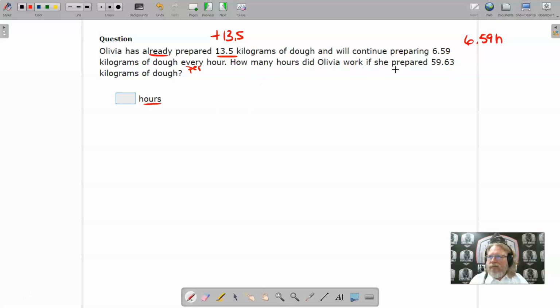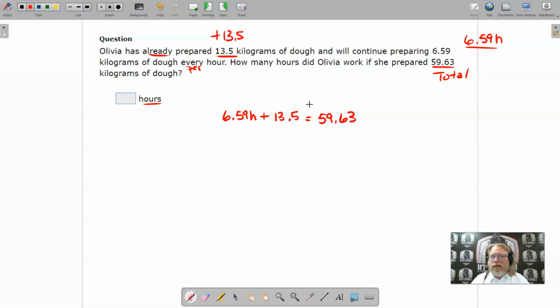How many hours did Olivia work if she prepared 59.63 kilograms of dough? This is going to be our total right here, right? This is what we want to know in all, so that's what equals 59.63. We do have a rate of 6.59 kilograms, right? Kilograms, yep, per hour. So we're going to have that 6.59 H. And we already have a starting amount of 13.5. So we now have a two-step equation.